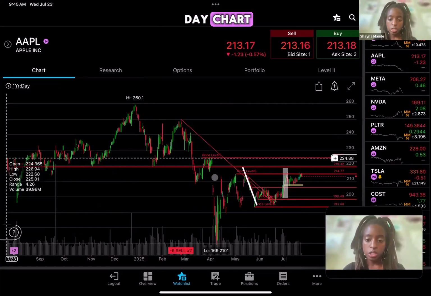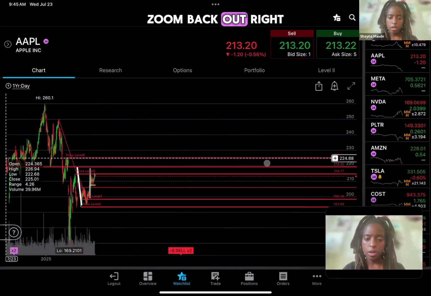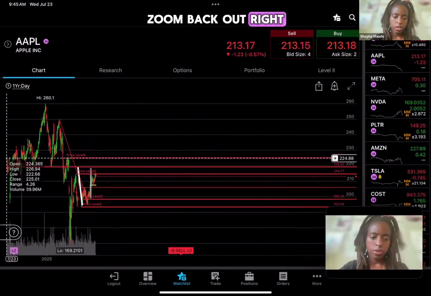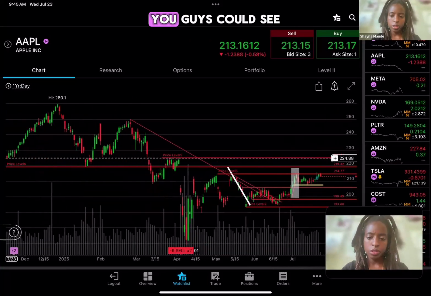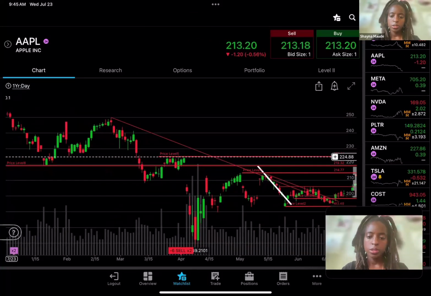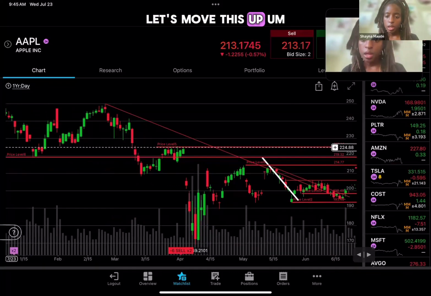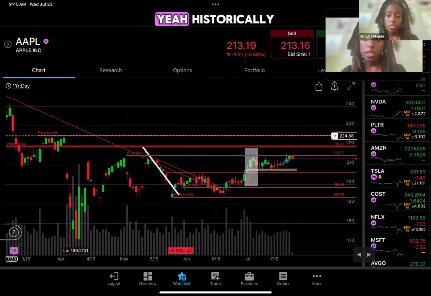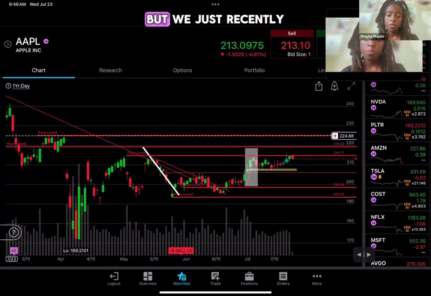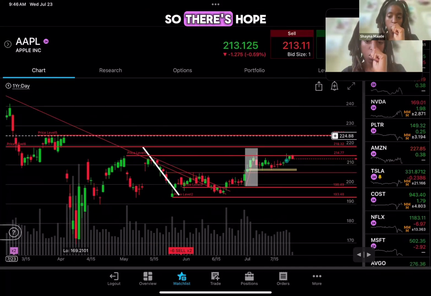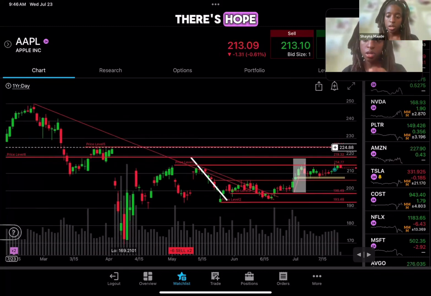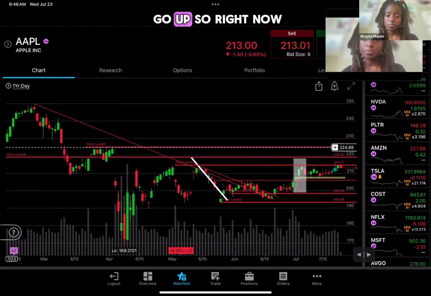Let's go back to the day chart. Look at zoom back out right here. Just do it with my fingers so you guys could see it better. Smooth this up. Yeah, historically, you see this 214 line, there's been resistance here, but we just recently broke it. So there's hope that it can go up.